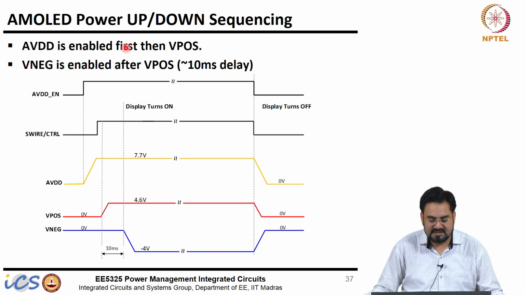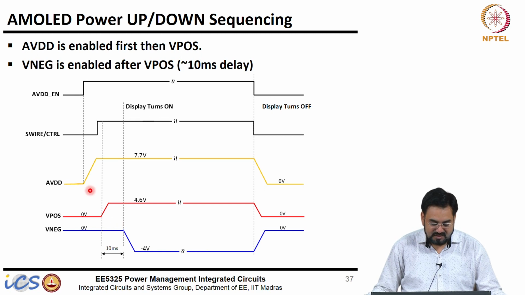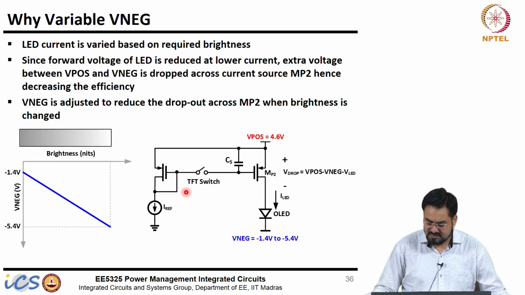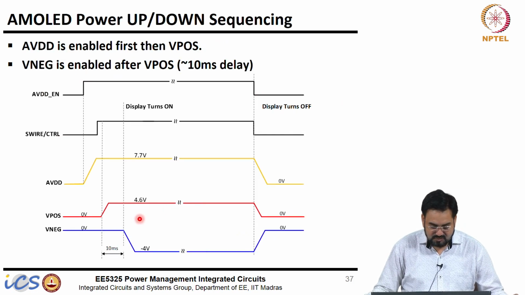Just like in LCD, there are certain power up and power down sequencing requirements here as well. So, AVDD is enabled first and then we enable positive voltage, which is VPOS, and then VNEG. So, VPOS and VNEG follow a similar sequence like we had in LCD. AVDD is analog voltage and it comes up first. So, it basically settles all the bias voltages and everything before we turn on these LEDs.